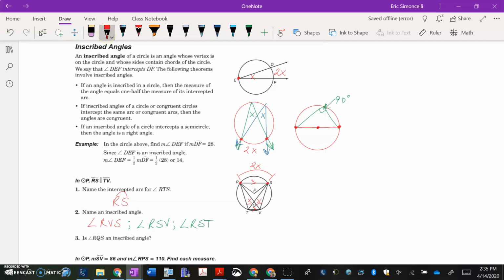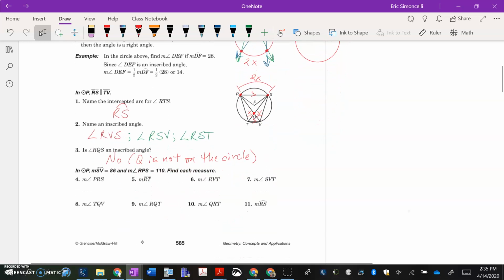Next, is angle RQS an inscribed angle? Well, here's the problem with RQS actually. Point Q is inside the circle, and that technically doesn't go back to the definition of what an inscribed angle is, where it's, again, an angle whose vertex is on the circle. So this is no. Again, Q is not on the circle. Angles that are technically inscribed can only be found when the vertex of the angle is on the circle.